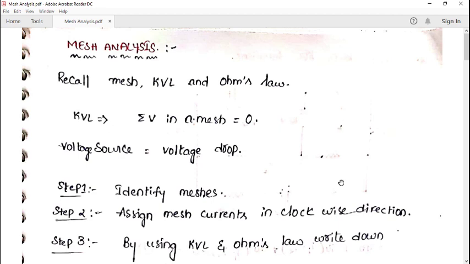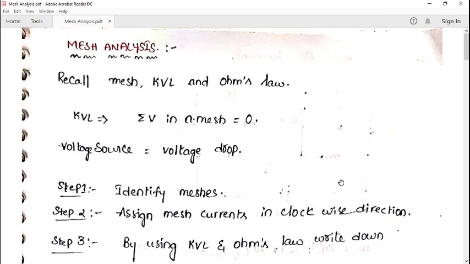So, before going to start mesh analysis, let us recall what is mesh, what is KVL, and what is Ohm's law. So, what is mesh? We discussed it earlier. A mesh is a closed path of an electric network in which there is no possibility of another closed path. Once again, a mesh is a closed path of an electric network in which there is no further closed paths in it.